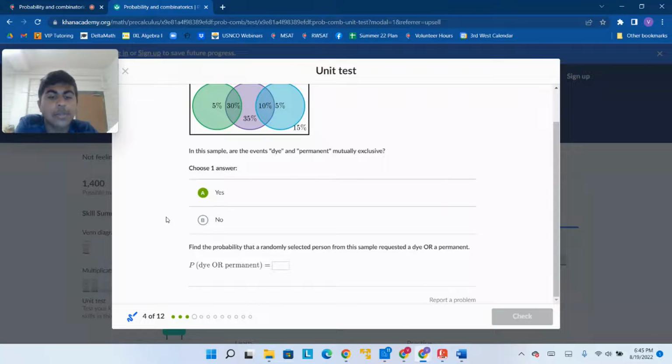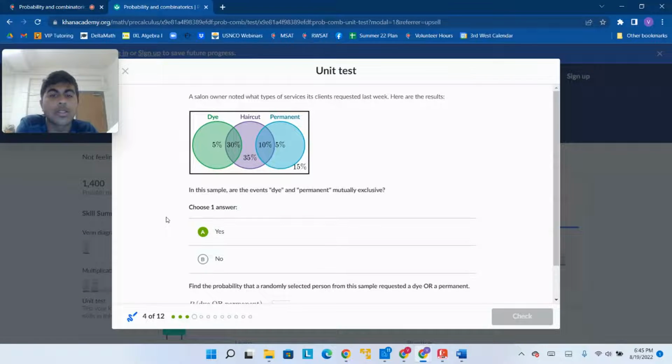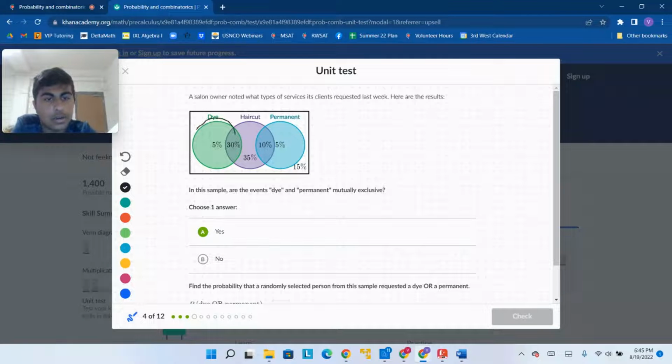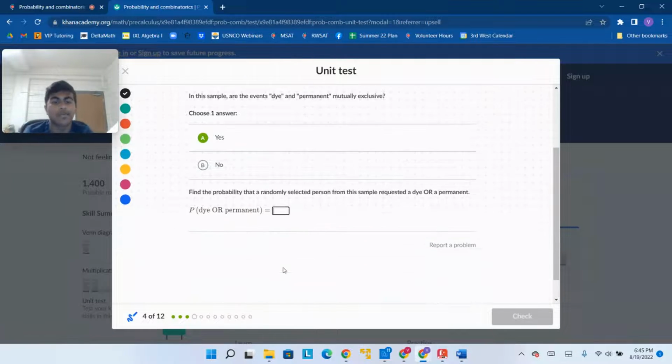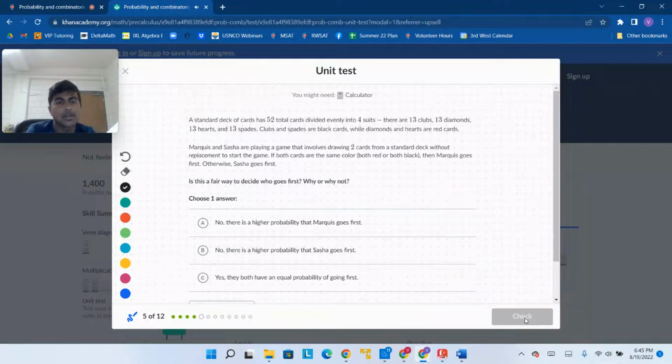Find the probability that a randomly selected person from the sample requested a die or a permanent. So we have 35% in this circle right here who got a die, and then here we got 15% who got a permanent. So that's 50%, or one half. And we can move on to the next question.